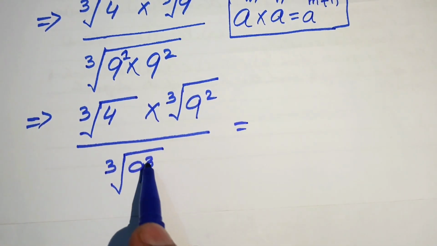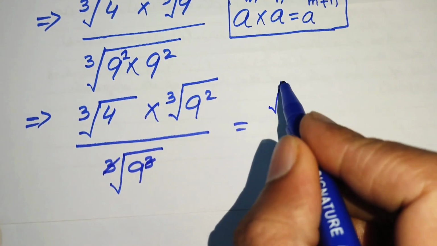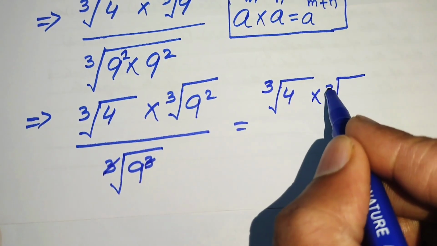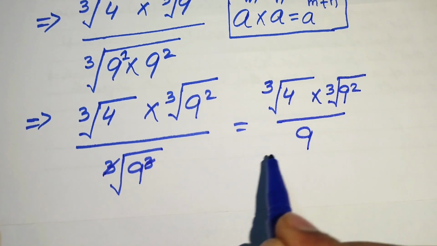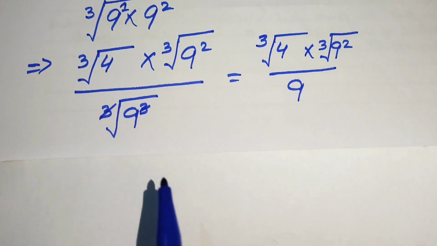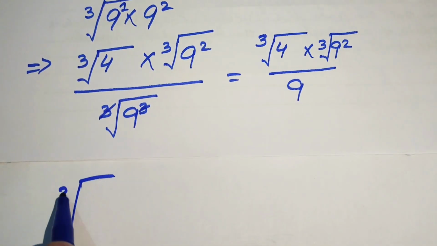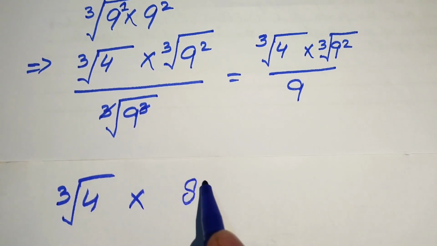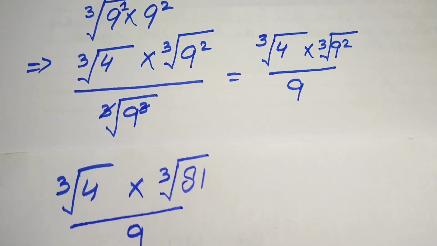So here you see that this 3 and cube root cancel each other, and we obtain cube root of 4 multiplied by cube root of 9 squared, divided by 9 only, because these cancel each other. And after that, you see we have cube root of 4 multiplied by 9 squared, and we write this 9 squared as 81, and its cube root, divided by 9.